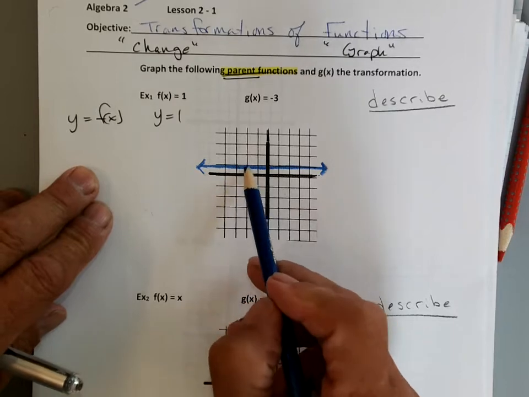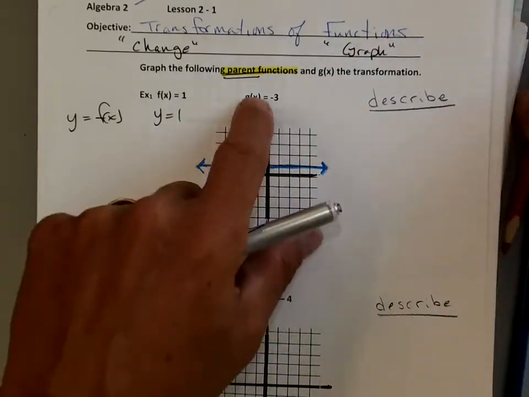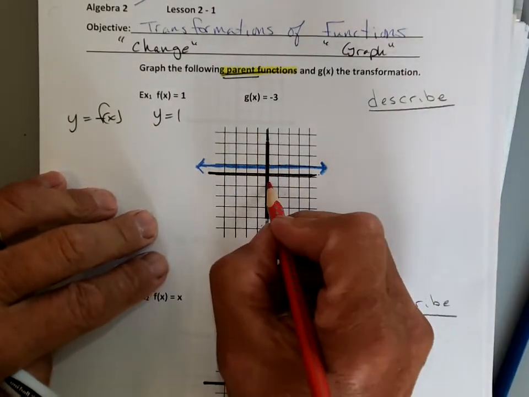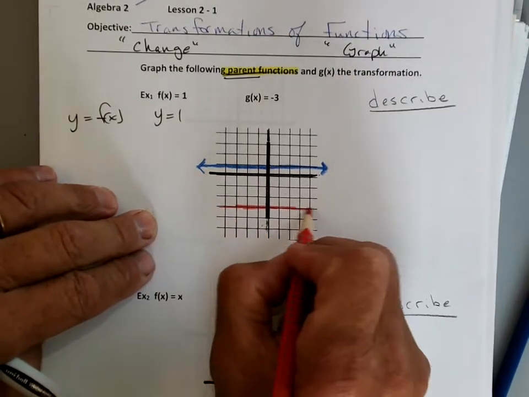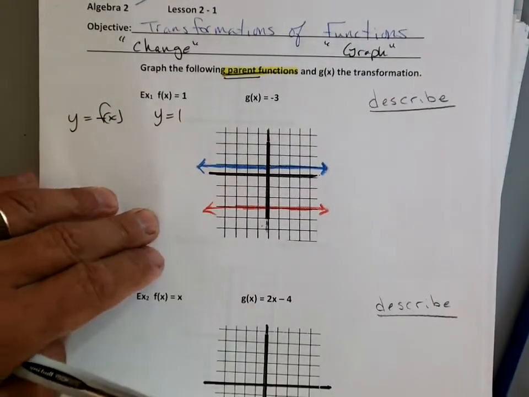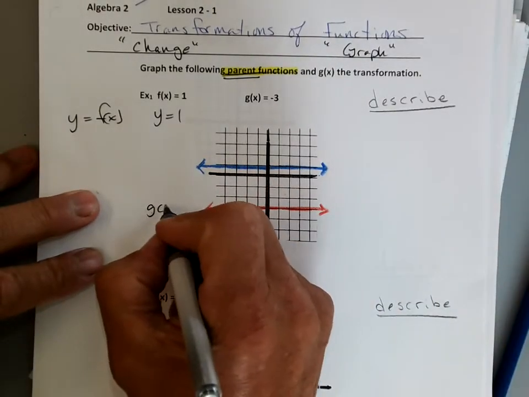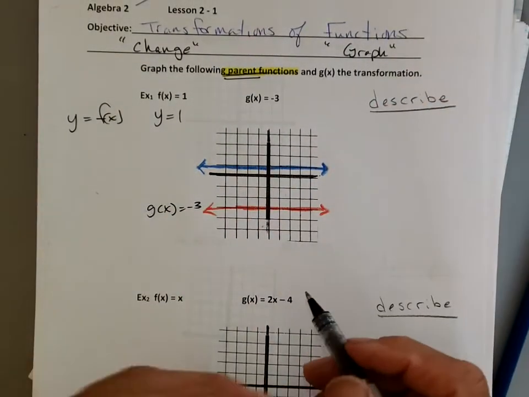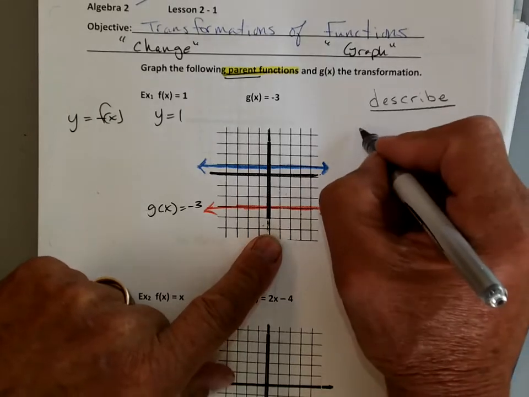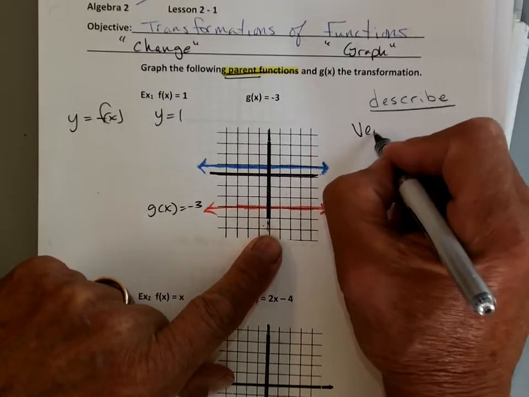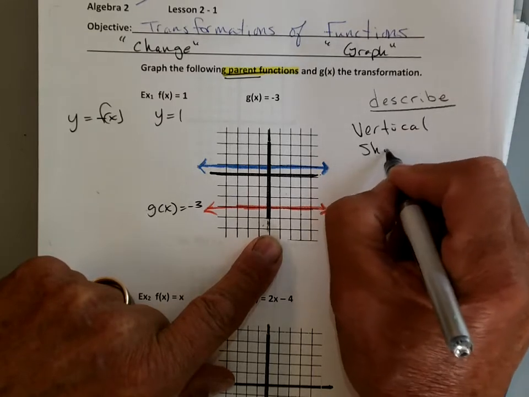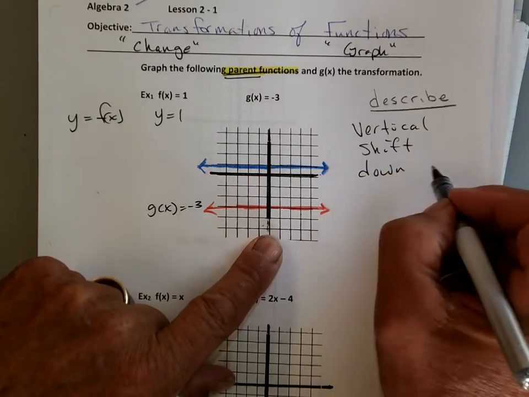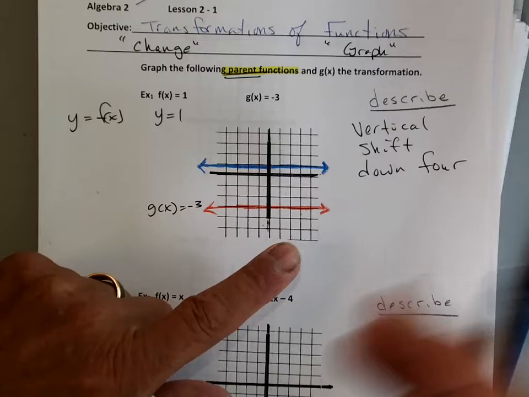The y value is always 1. So if you need g of x equals -3, then I'm going to go down to -3. 1, 2, 3. And there it is. That is g of x equals -3. Remember, g of x, f of x, y, same thing for right now. To describe it, we just use words. It's going to be a vertical shift down. We went down 1, 2, 3, 4. That's all we have to do, just use words for description.